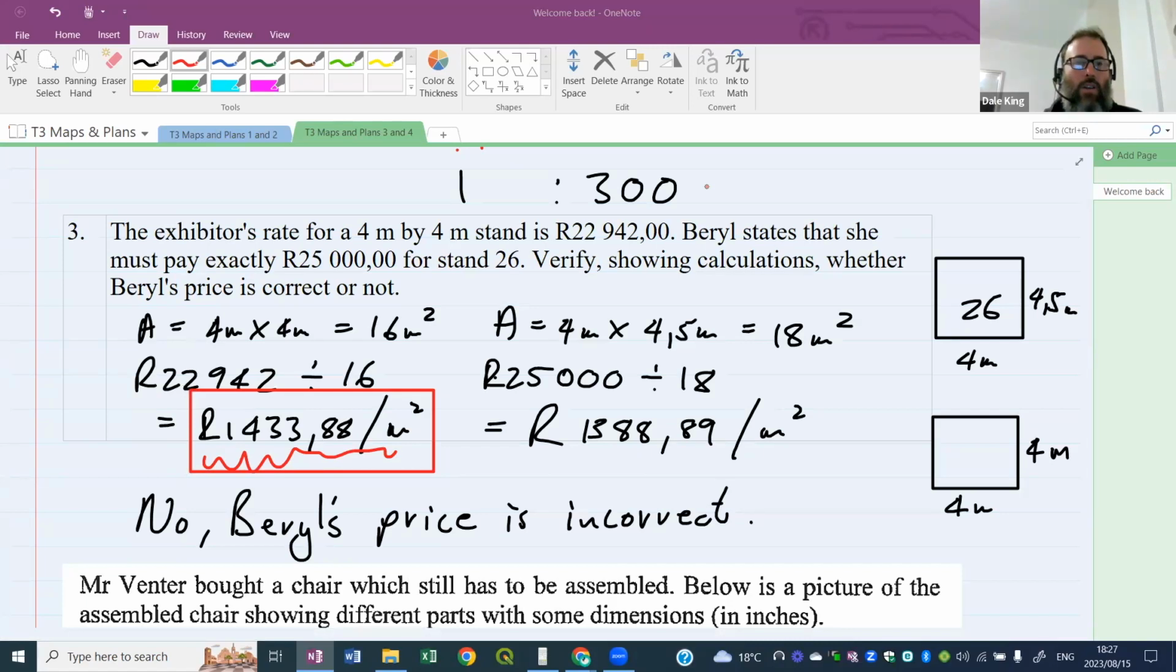But thanks, Ben. It's not easy to see straight away, but we've got to compare apples with apples here. So either we say how much area for 1 rand, or we say how many rands for 1 unit of area, which is a square meter. Okay.